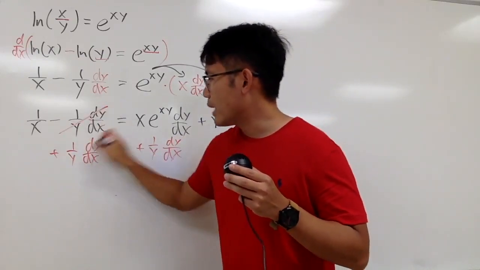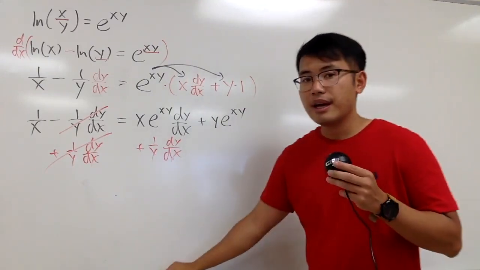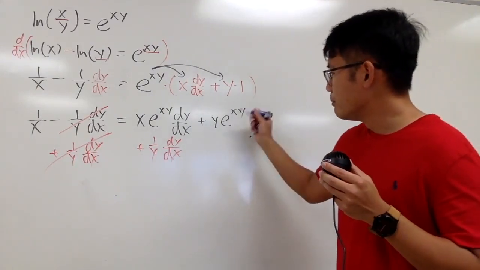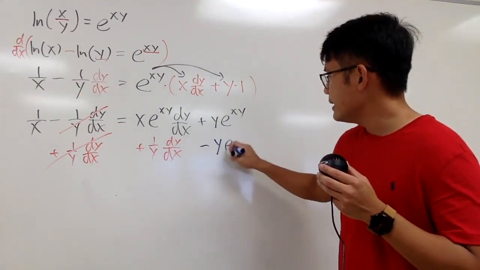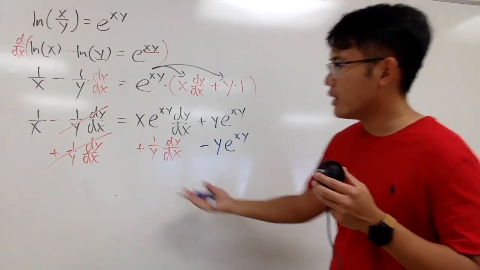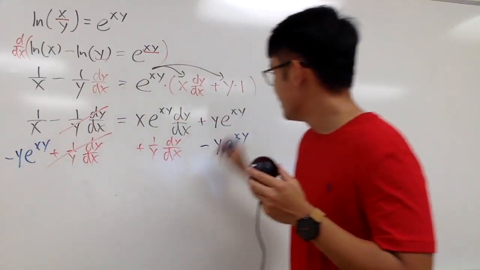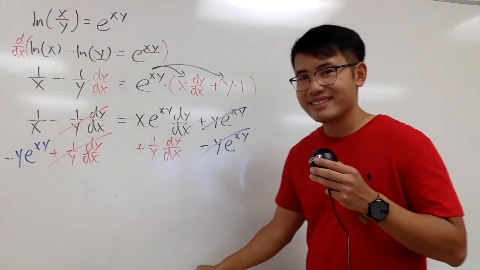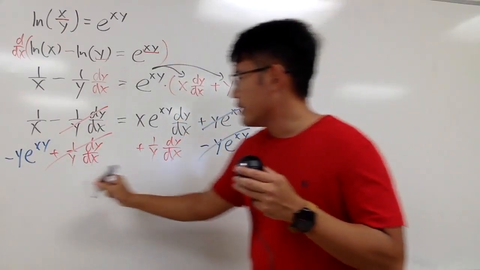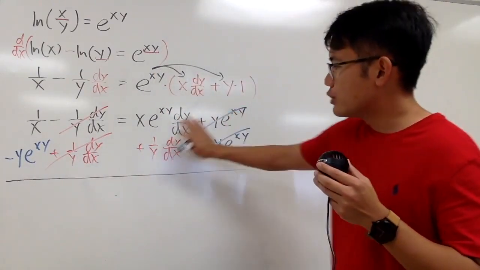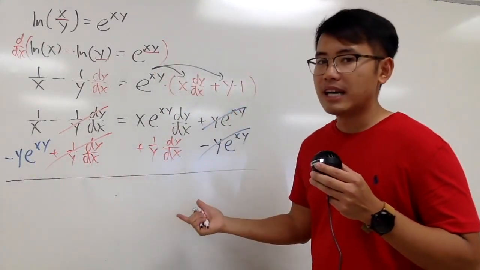And you see this and that will cancel. That's good. And then I'm going to minus y e to the xy, and then I'll put it down right here. Minus y e to the xy. So that this and that will be cancelled. That's good.